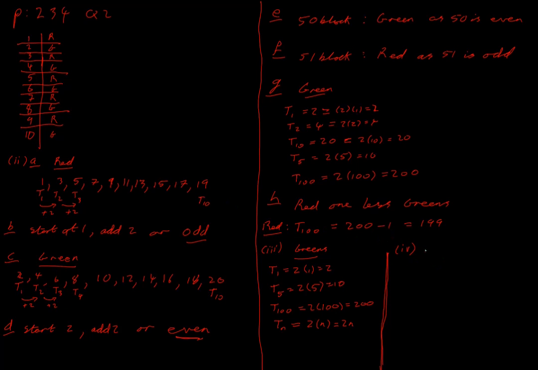So we saw that any red term is equal to our green term minus 1. Well, we just figured out that our green term is 2n. So our red term then is going to be our green term minus 1, which is what Barry said. So I would be in agreement with Barry in that.